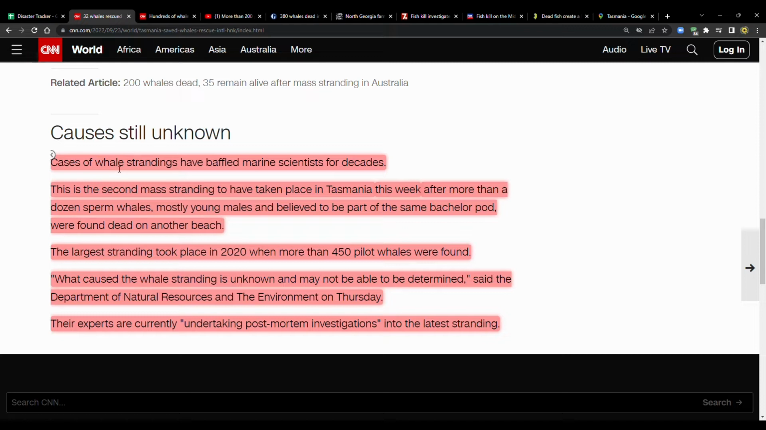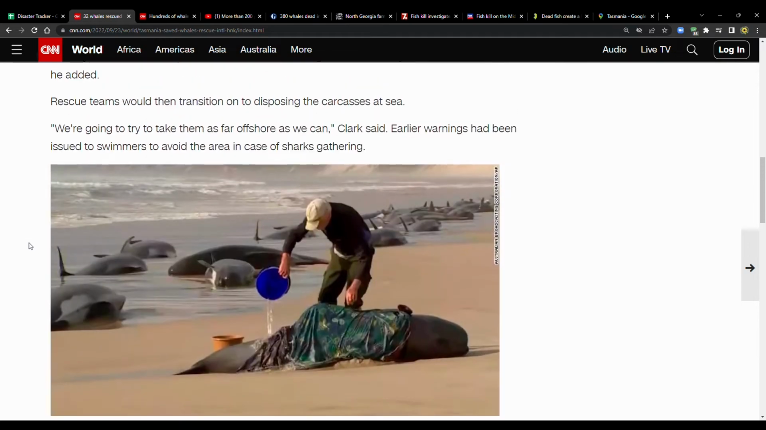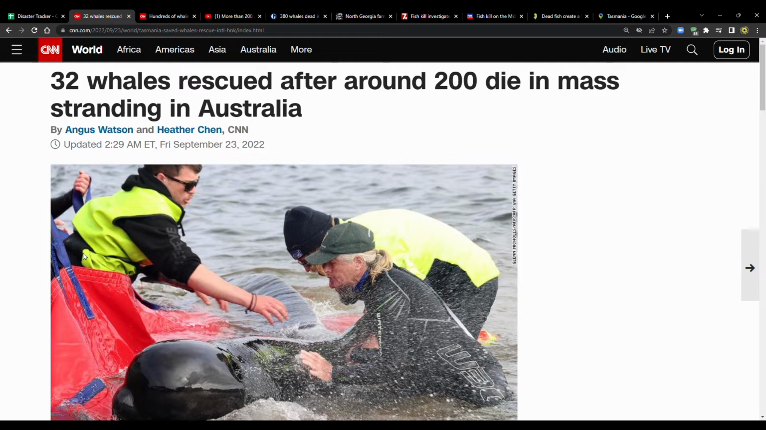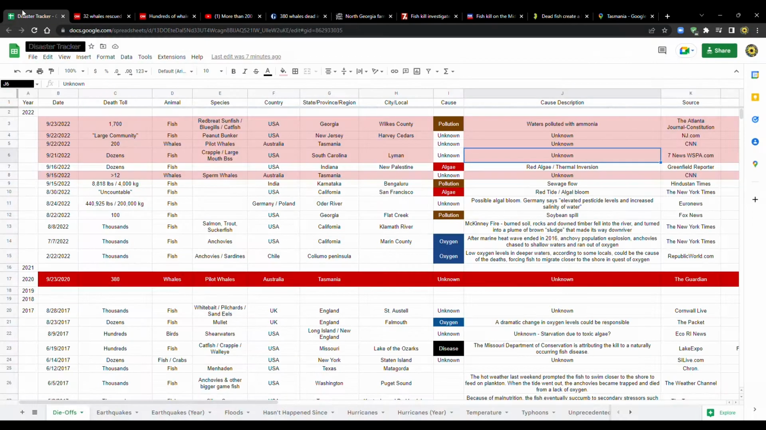It also says the largest stranding took place in 2020 when more than 450 pilot whales were found. Quote, "What caused the whale stranding is unknown, and it may not be able to be determined," said the Department of Natural Resources and the Environment on Thursday. Their experts are currently, quote, "undertaking post-mortem investigations into the latest stranding." So I don't really have any guesses, but that's why I'm trying to take note of all this and see if we can figure anything out.